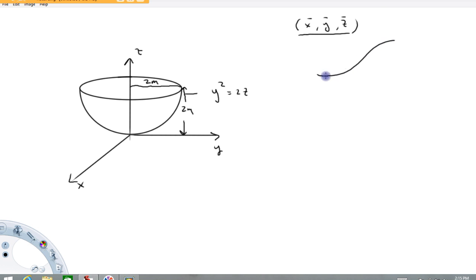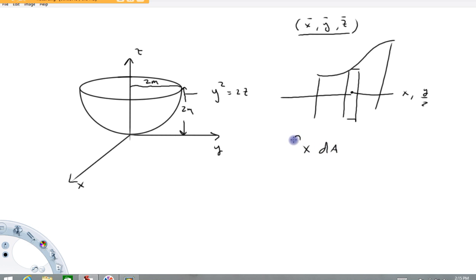Sometimes, when you've got a function, you're breaking it up maybe into rectangles. And the coordinates of this rectangle here might be something like x and y over 2. Then you take the x coordinate of the rectangle times the area dA, add those all up, and then divide by the total area. So in that case, you'd be weighting x against the area.